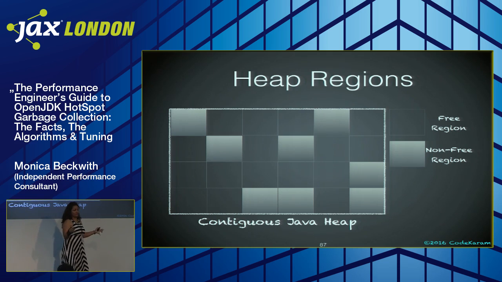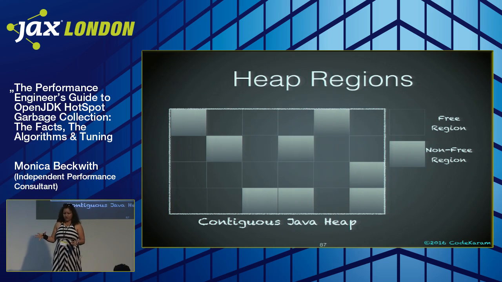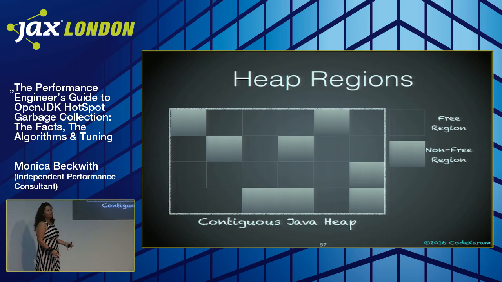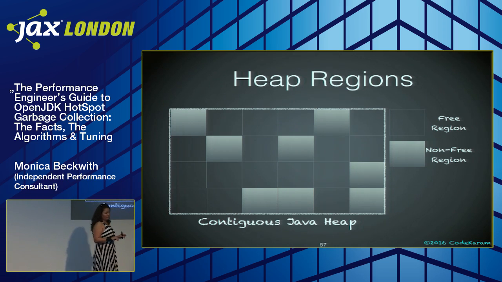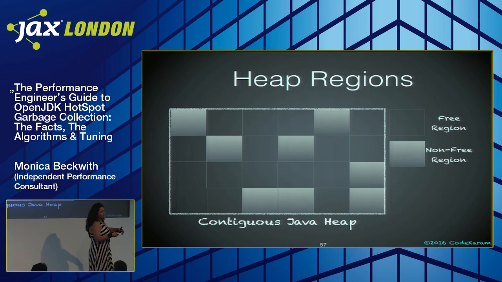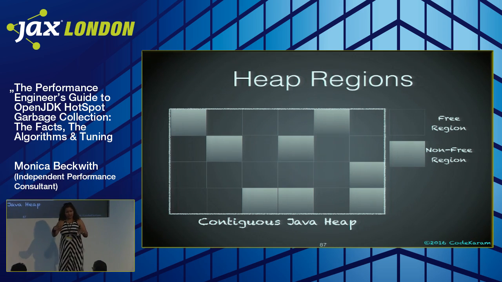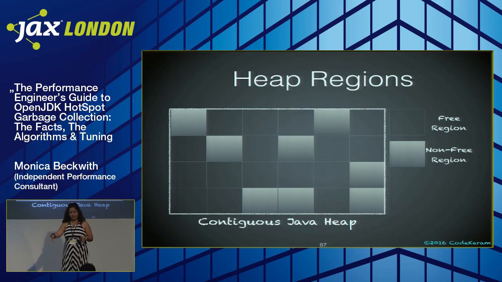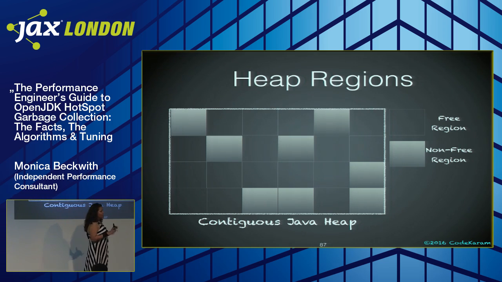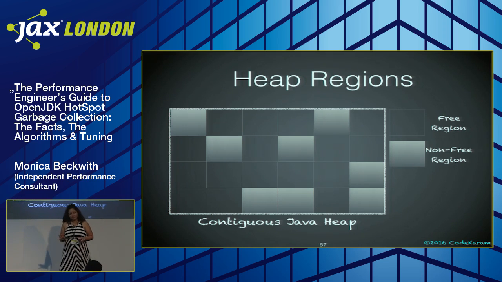Yes, you have the outer bound. It's contiguous because your heap has to be contiguous. But within the outer bounds, you have free regions and non-free regions. G1 does know, the algorithm knows, but when you're deciding the heap at the start of the JVM, it's just a bunch of free regions. Any of those free regions can be used for your young generation, your old generation, or your humongous objects. I will not be talking about humongous objects in this talk, but it's something to know and research later.